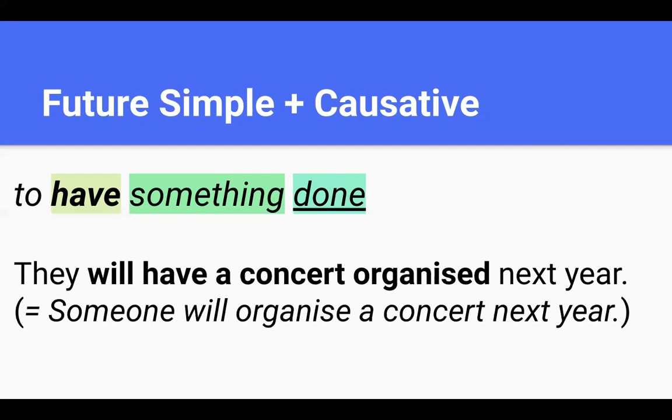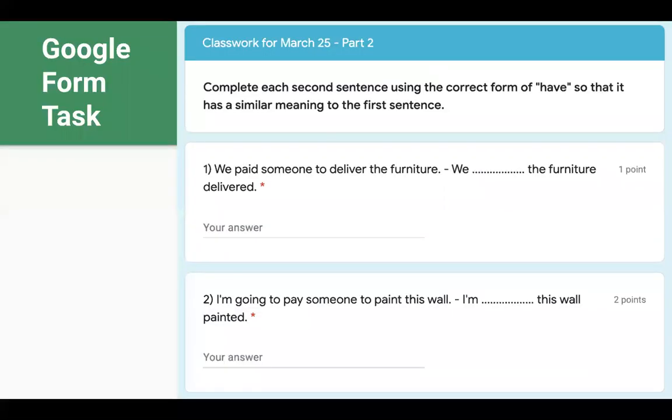So, for today, you will have to complete a Google form task, and in the first part, you will have a task about vocabulary from yesterday, and in the second part of the task, you will have to complete sentences using the causative form.